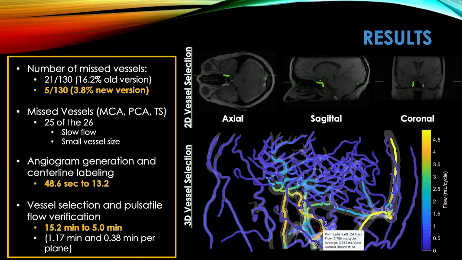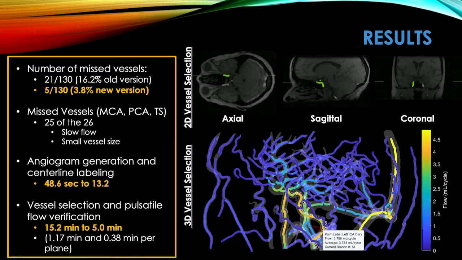So the first thing we looked at is missed vessels and ease of selection. We reduced that from 16% to 3.8%. And these vessels were primarily seen in short, small sections, so the MCA and PCAs were pretty difficult to get. And the transverse sinus was really helped by the different automation of the angiograms, because they were really missing the venous returns. So in a lot of cases, we thought there was just a single transverse coming back, when in reality there were 2 if you looked at the magnitude images.